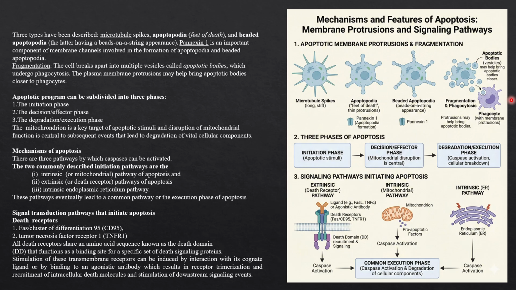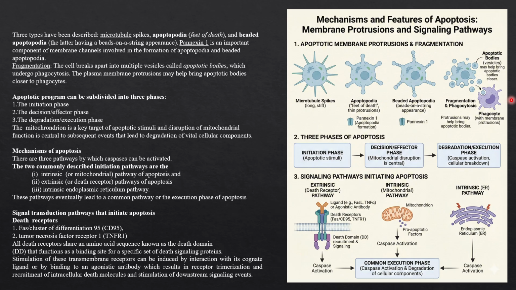Mechanisms and features of apoptosis. Morphologically, apoptotic cells develop protrusions such as microtubule spikes and apoptopodia, which help in the fragmentation and packaging of cellular contents into apoptotic bodies. The apoptotic process is divided into three phases. The initiation phase begins with the apoptotic stimuli, and the decision or effector phase involves mitochondrial disruption and release of pro-apoptotic factors. The execution phase is driven by the caspases, leading to the systematic breakdown of the cellular components.